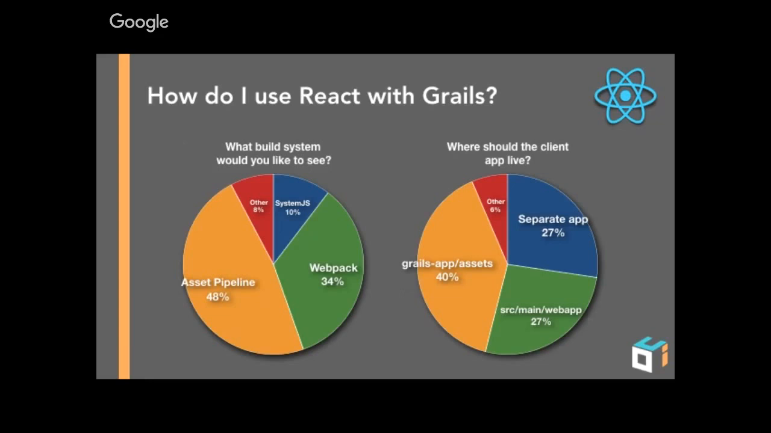The other question is, where should the client code, your React or Angular code, live? Again, there's a sizable number of folks that think it belongs in the assets directory, which is the asset pipeline convention. Others suggested source main webapp, and others said a separate app altogether. There are pros and cons to all these choices.